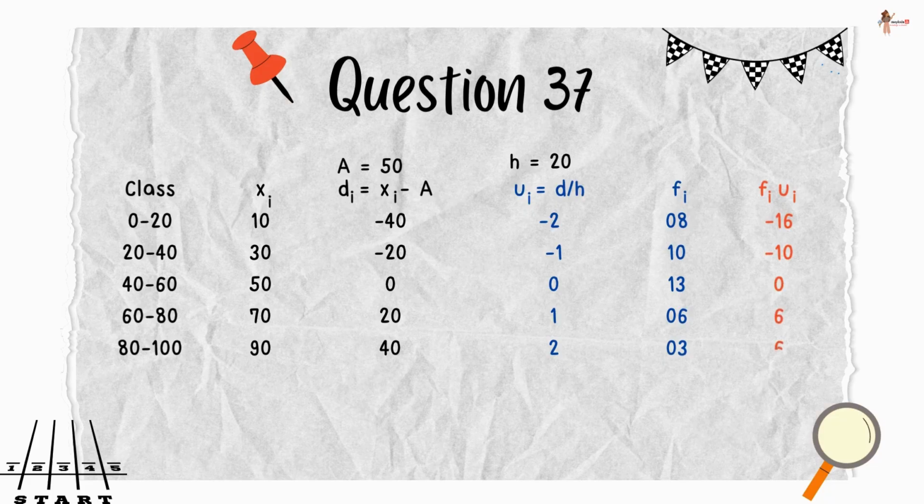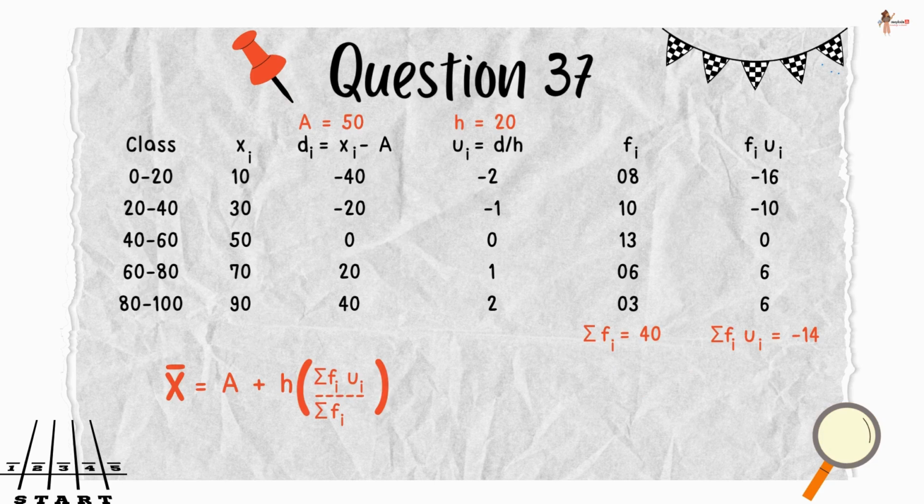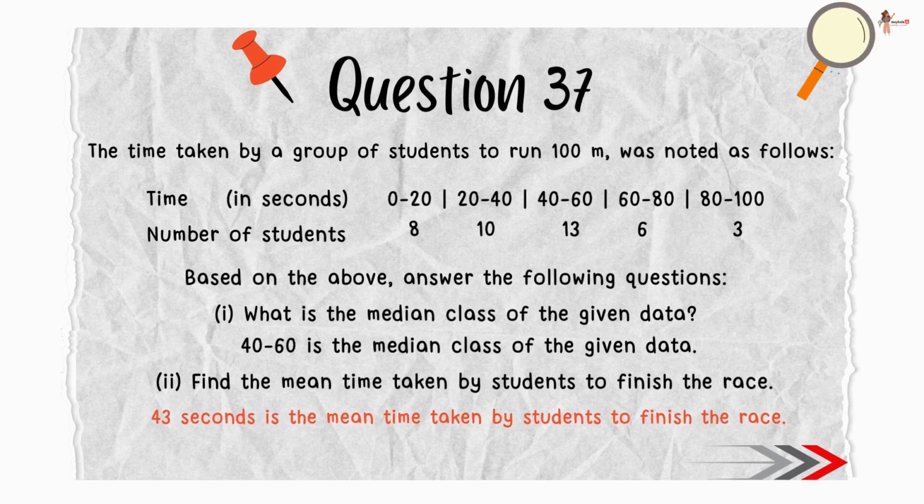Let's find out fiui. Now, sigma fiui would be minus 14. Sigma fi is 40. And mean is given by A plus h times sigma fiui upon sigma fi. So here we go. Mean is 43. Therefore, 43 seconds is the mean time taken by students to finish the race.